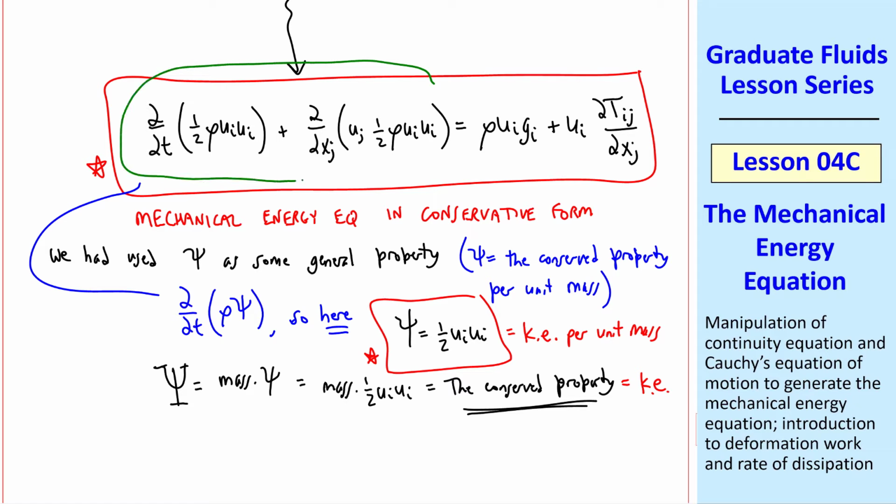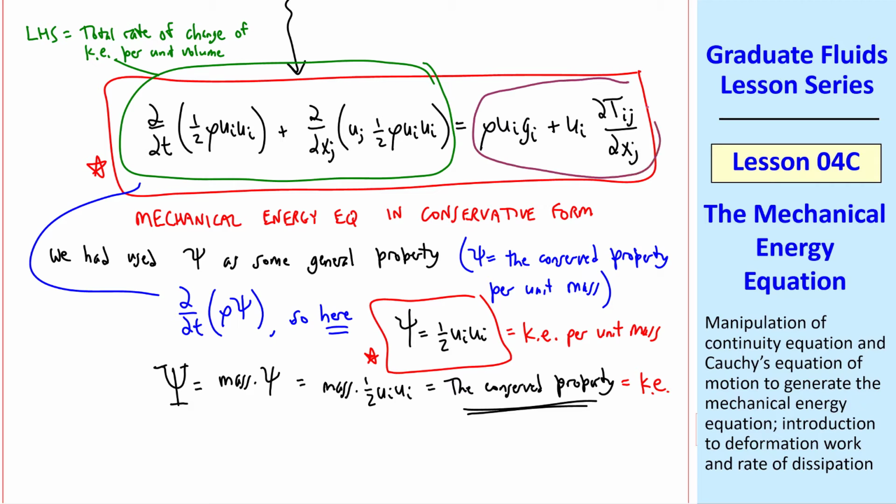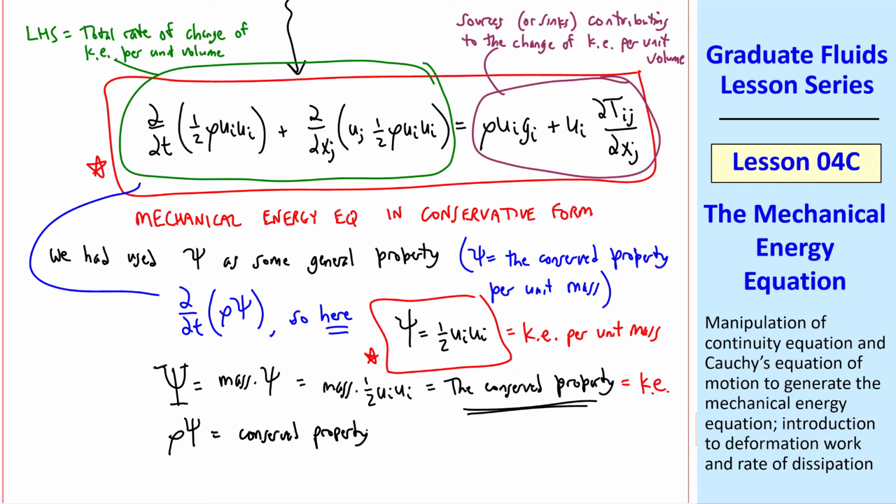Note that the left-hand side of this equation is thus the total rate of change of kinetic energy per unit volume following a fluid element, and these terms on the right-hand side are sources or sinks contributing to the change of kinetic energy per unit volume. We define psi and capital psi. Note also that rho times psi is the conserved property per unit volume, which is rho times 1/2 ui ui in our equation, which are the terms we see in here, rho psi.